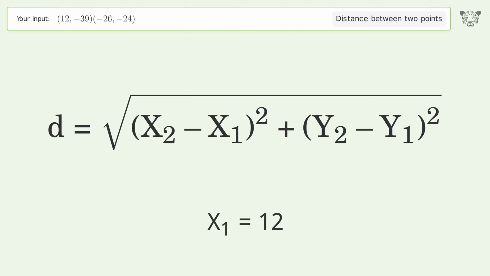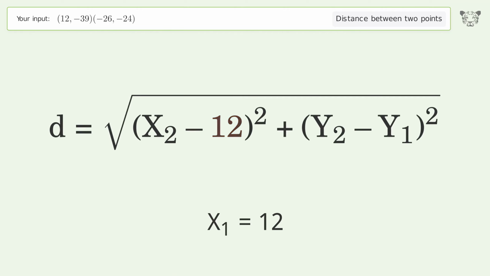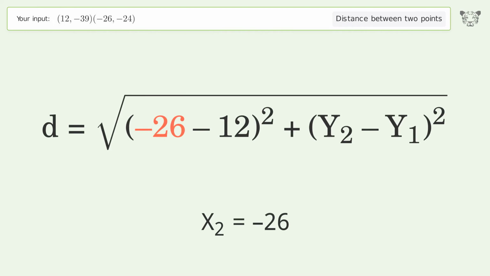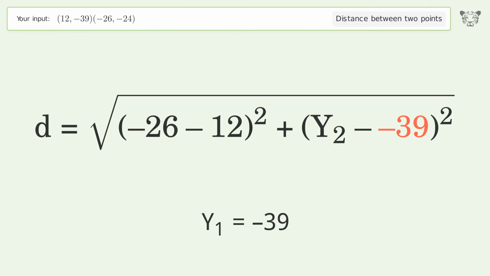x1 equals 12. x2 equals negative 26. y1 equals negative 39. y2 equals negative 24.